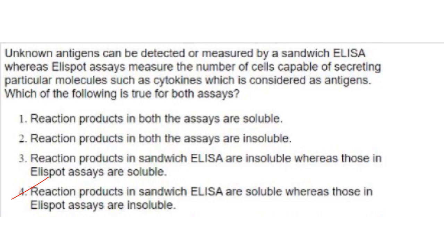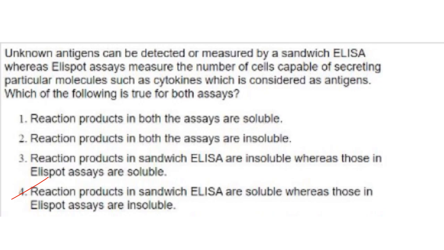So sandwich ELISA is a biochemical assay that is used to detect the presence of a protein by directing an antibody against it. And ELISpot is a technique that is used to measure cytokine secreting cells. Now, the reaction products in both the assays are soluble. No. In sandwich ELISA, the products are soluble, whereas in ELISpot they are insoluble.